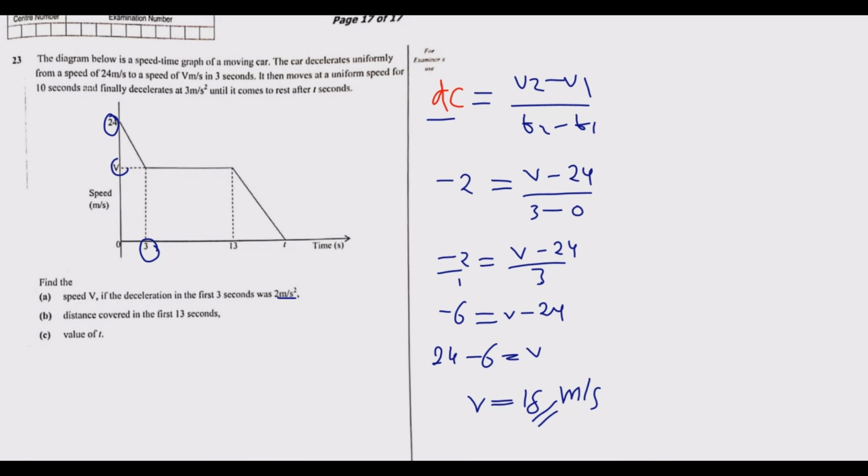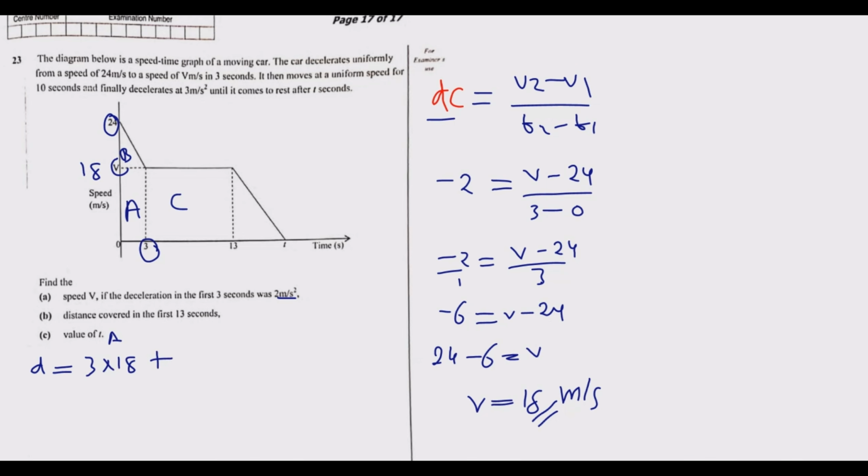B needs the distance covered in the first 13 seconds. So what we need to do is find the area of A, then the area of B, then the area of C, then sum those areas. That's what it means. So to find the total distance, maybe I can use this space. So distance in this case will be, we start with this one, which is 18, so it's 18 times 3. So 3 times 18, that's the area for A.